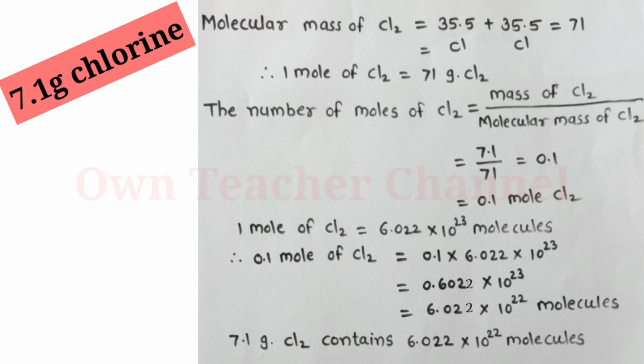6.022 × 10²³ molecules. Therefore, 0.1 mole of chlorine is equal to 0.1 × 6.022 × 10²³. After multiplication, we get answer 0.6022 × 10²³. That means 6.022 × 10²² molecules. 7.1 gram chlorine contains 6.022 × 10²² molecules.